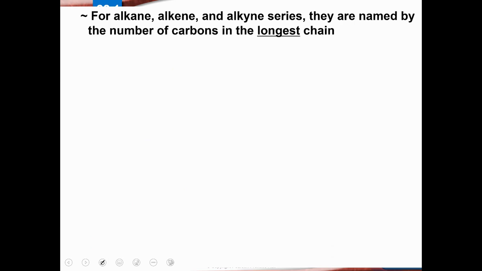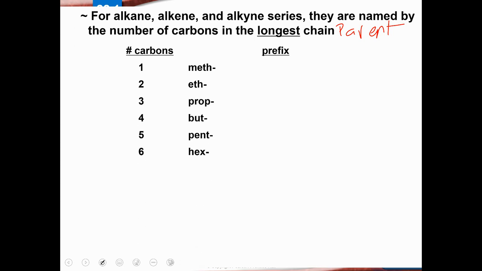So for the alkane, alkene, and alkyne series, they're named by the number of carbons in the longest chain. We call that the parent chain. So the number of carbons goes with the prefix. One carbon has a prefix of meth. Organic chemistry is like decoding a foreign language. If I see one carbon, I'm going to use the prefix meth. If I see two carbons, and it's all about counting those carbons: eth, prop, but, pent, hex, hept, oct, non, dec, right? These are all on table P of your reference tables.